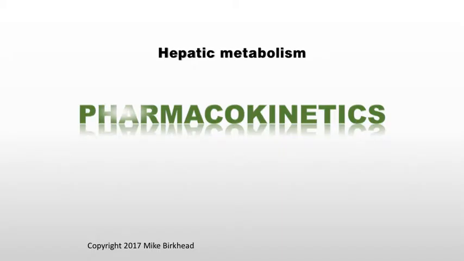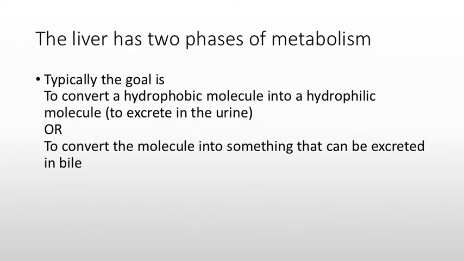Okay, this is the fourth part in pharmacokinetics. We're going to talk about hepatic metabolism or hepatic clearance. Now, the liver has two phases of metabolism, phase 1 and phase 2. It's pretty simple. The goal of the liver is to take a molecule that would be hydrophobic and to make it hydrophilic so that either it can be excreted in the bile or it can be excreted in the urine.